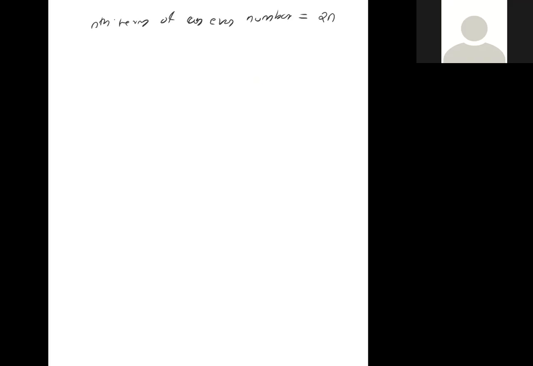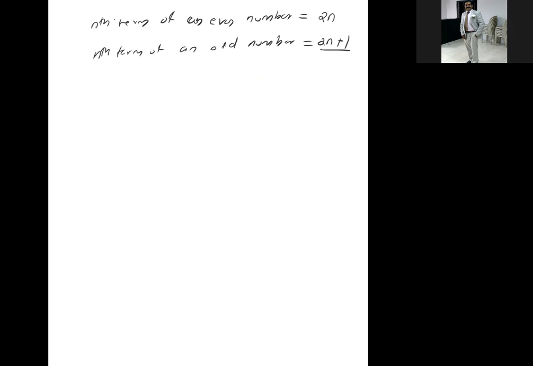Correct? And what is the nth term of an odd number? Even number plus 1, so 2n plus 1. So what is the general expression given? n square minus n, correct? So you can input this 2n in this instead of n. So what happens? 2n whole square minus 2n.